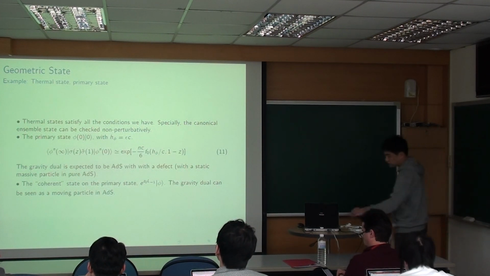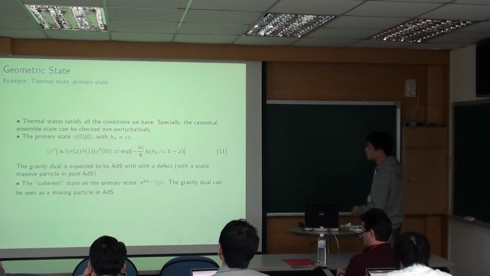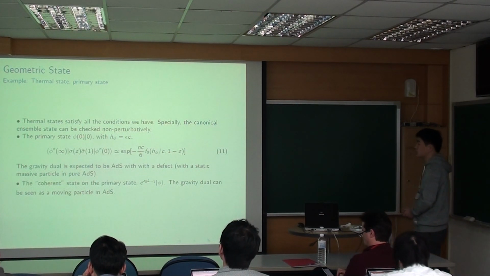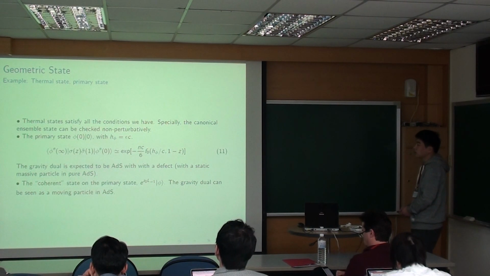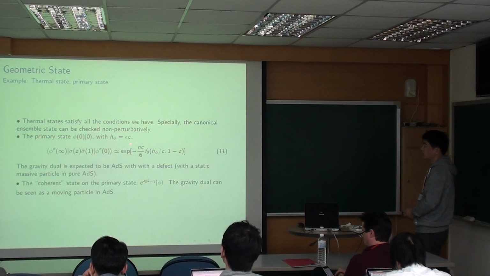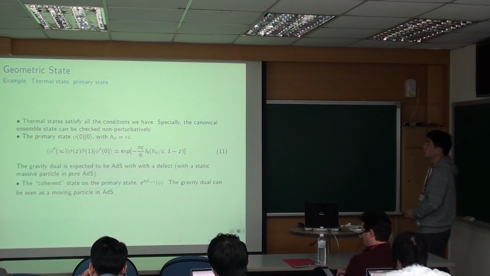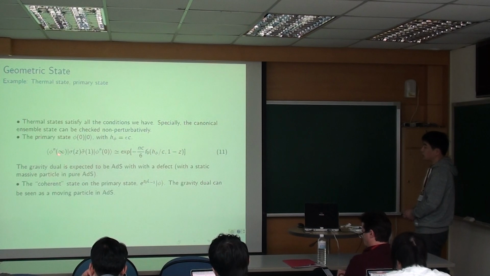So this is the readout we get, and we can use it to check many examples. For example, the microcanonical thermal state, because we can know the entropy exactly. Another example is the primary state, like this one. This conformal dimension is of order c, and we can calculate the Rényi entropy from the 4-point correlation function in the CFT, and it's known to have this form. So it satisfies all the constraints that we may expect.